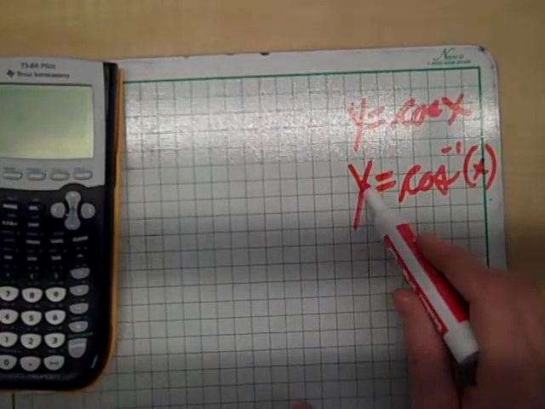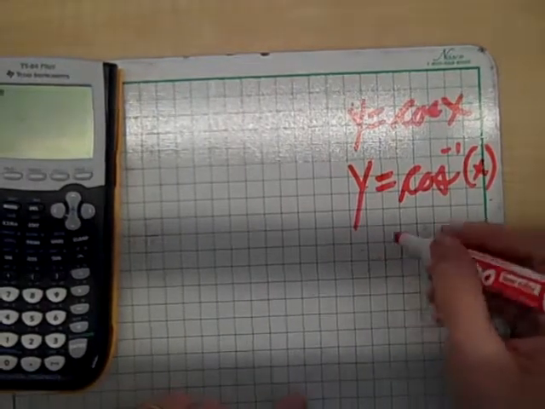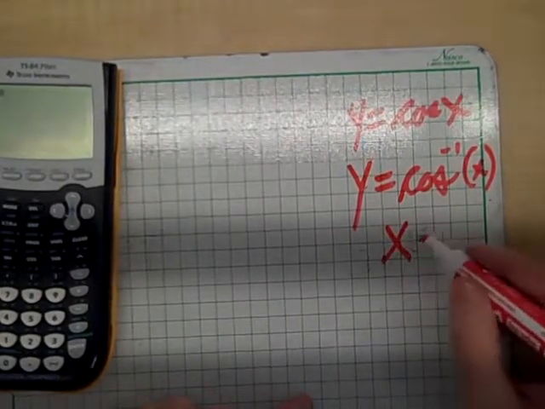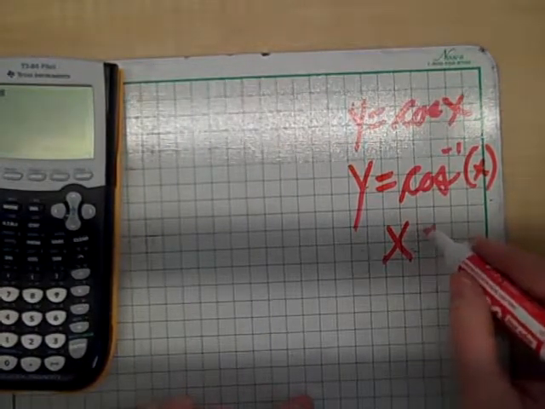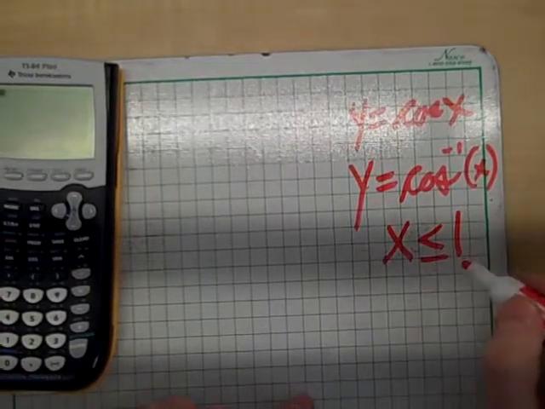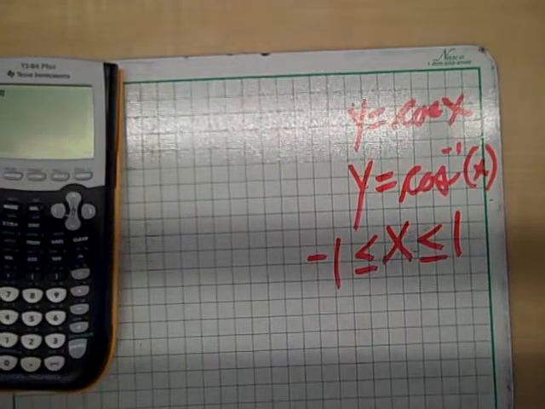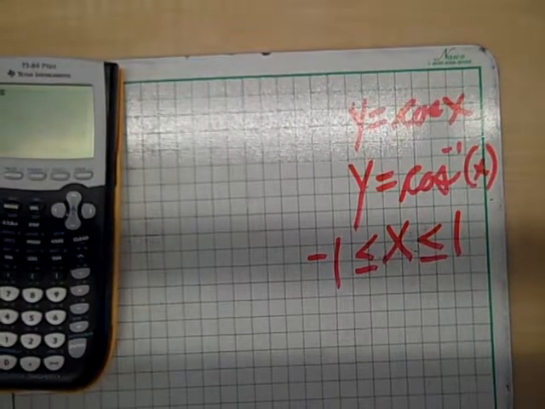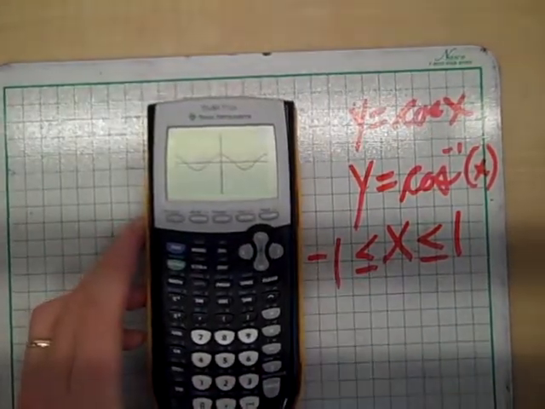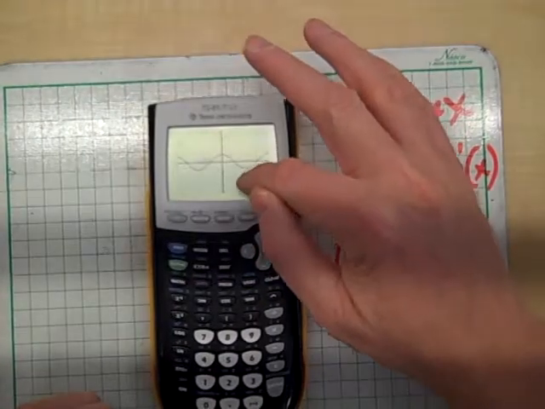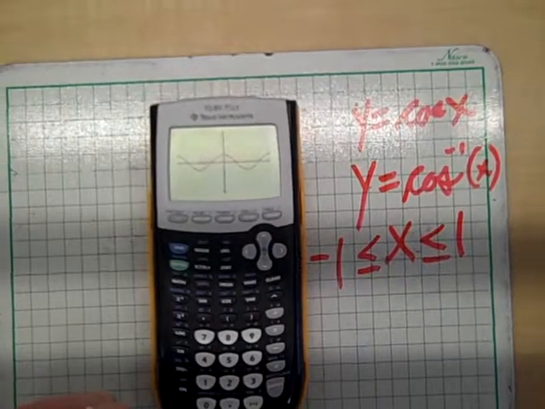Y is actually the angle, x is the values for cosine. The values that you can get for the cosine can't be bigger than 1, and they can't be smaller than -1 either. They only go from -1 to 1. And if you'll look at the cycle here, -1 to 1, I'm only going 0 to pi, and then it'll cycle over again.